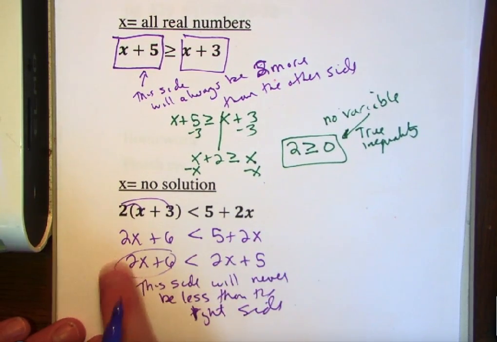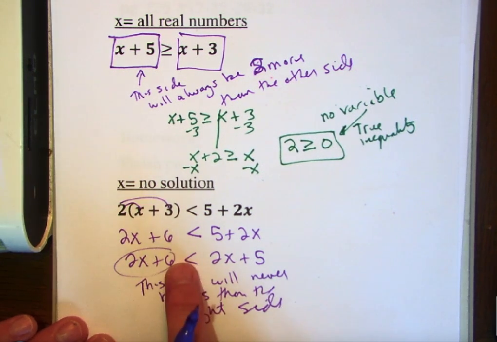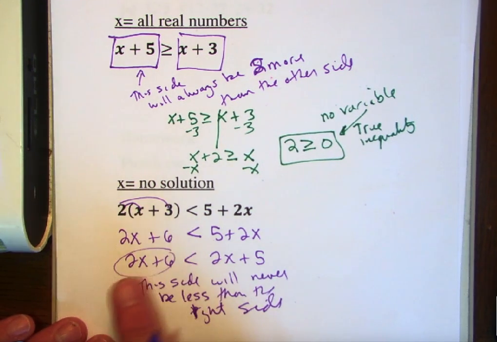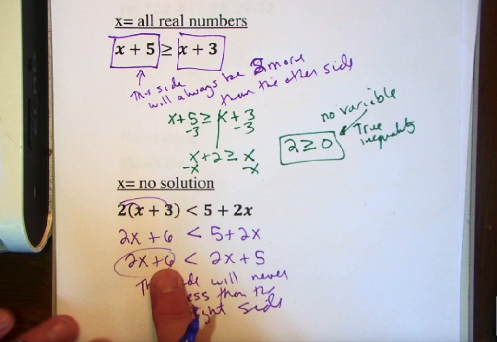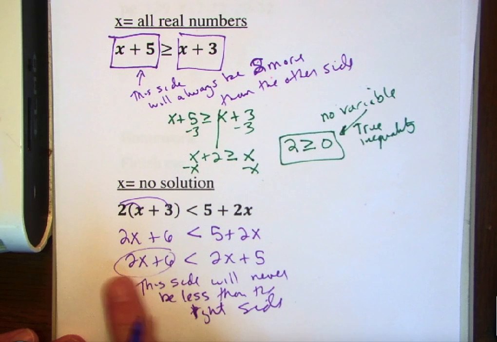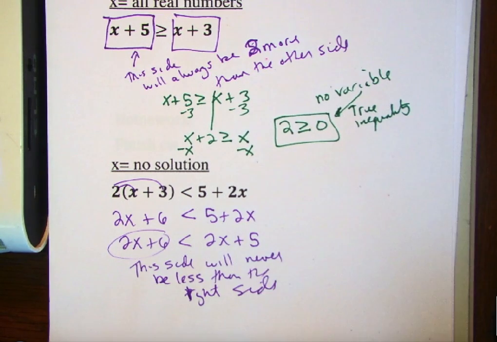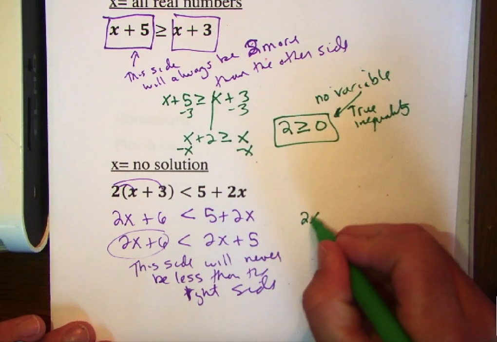Like, this side will always be how much more? That's what I say. Well, it'll always be 1 more. No matter what real number you put in, it's always going to be 1 greater. You can try it with negatives, decimals, fractions, but this side will always be 1 greater, so it will never be less than. Right? Okay. You could see it if we solve it a little bit over here.